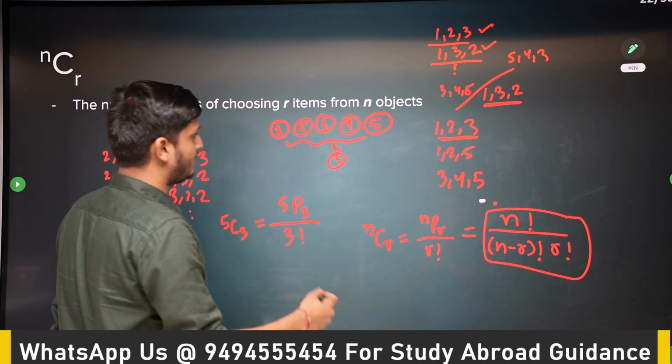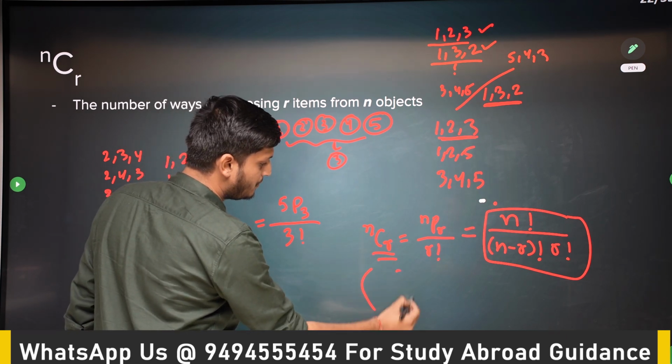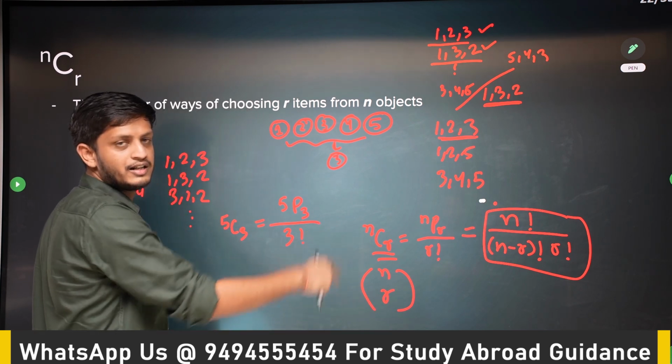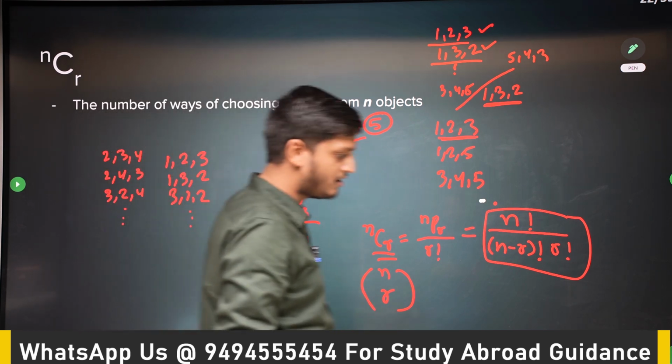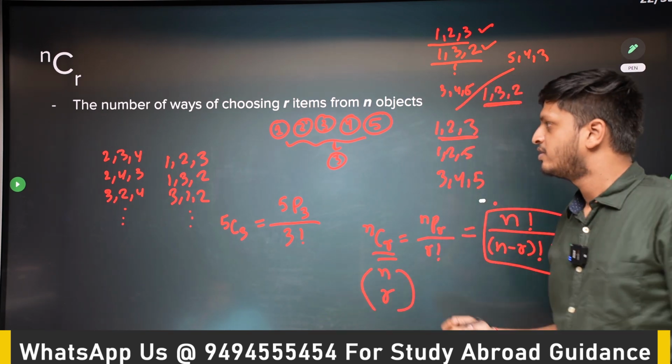Okay. And there are two notations to write nCr. Some people write it this way. Some people write it in the big bracket notation, which is like this. In the big bracket, you write n and r. This is also nCr. This is also nCr. And this is the formula: n factorial upon (n minus r) factorial, r factorial. Cool.